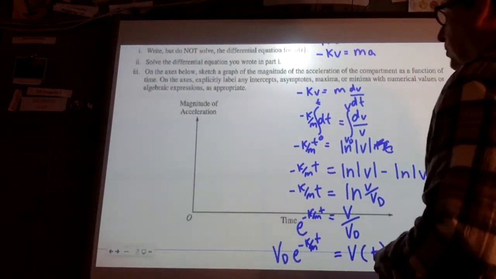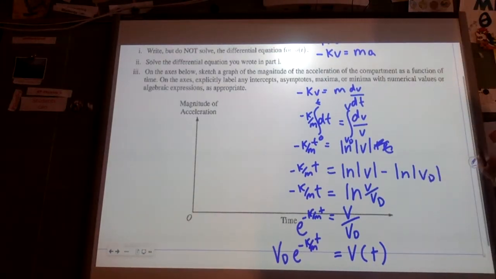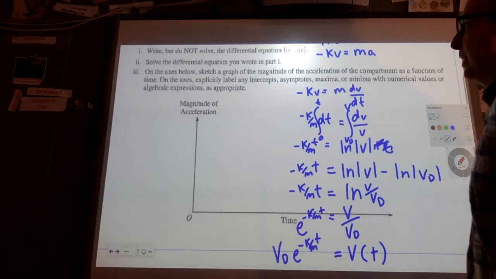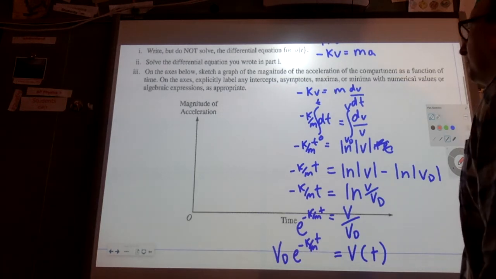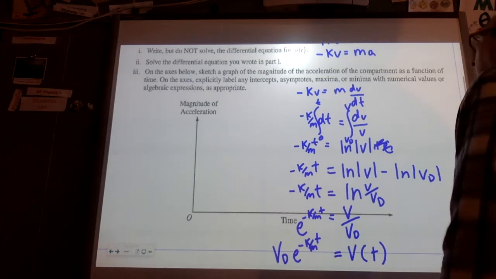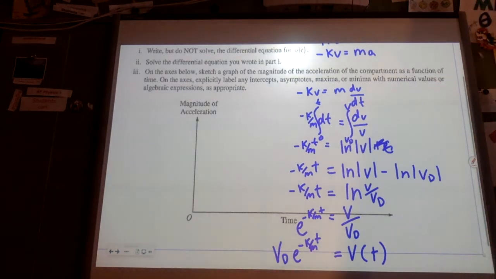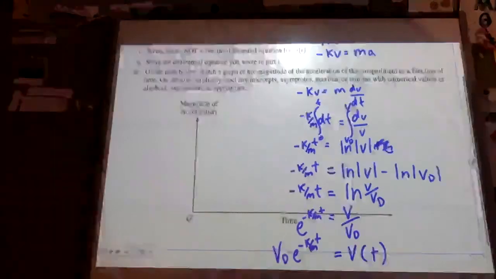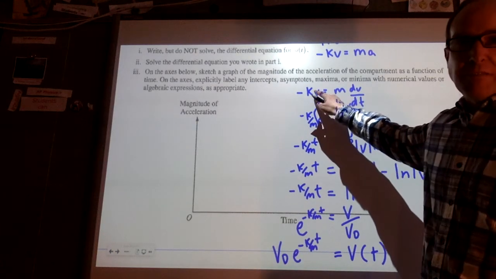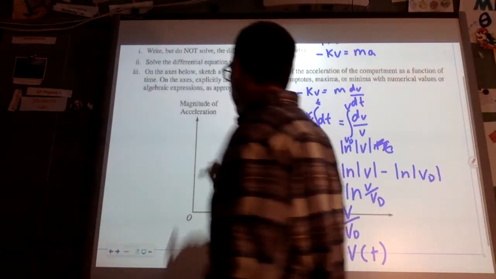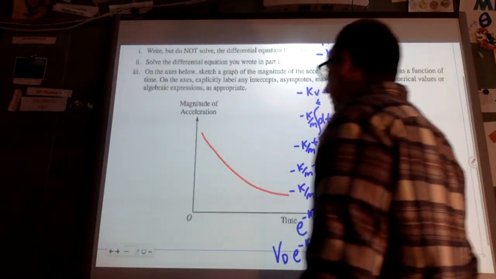All right, on the axes below, sketch a graph of the magnitude of the acceleration of the compartment as a function of time. On the axes, explicitly label any intercepts, asymptotes, maximum or minimum with numerical values or algebraic expressions as appropriate. So my acceleration is going to be a maximum to start with because that's when I'm going the fastest, and this resistive force is going to stop it, and it's going to be a curve, so it should go down towards that way.